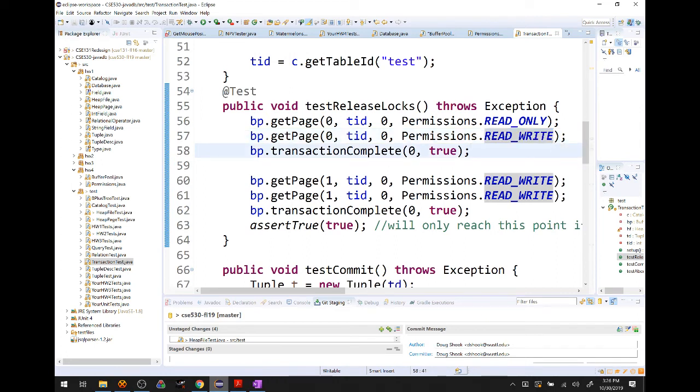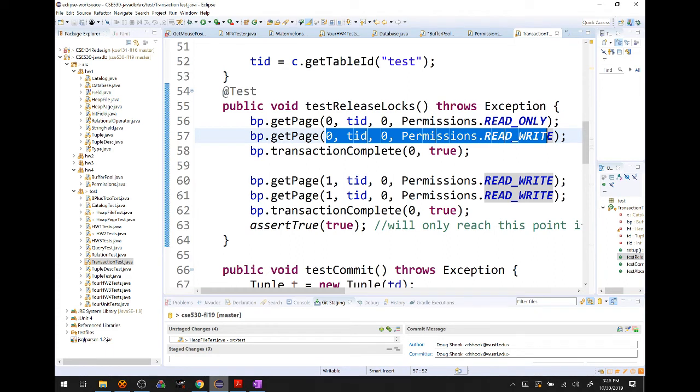And then it says, all right, this transaction is over. Transaction 0 is completed. The fact that I see a true here means that it completed successfully. So after this point, I would expect these locks to be released. I would expect those locks to have been let go. They no longer exist. The transaction's over. It should have let go of those locks.